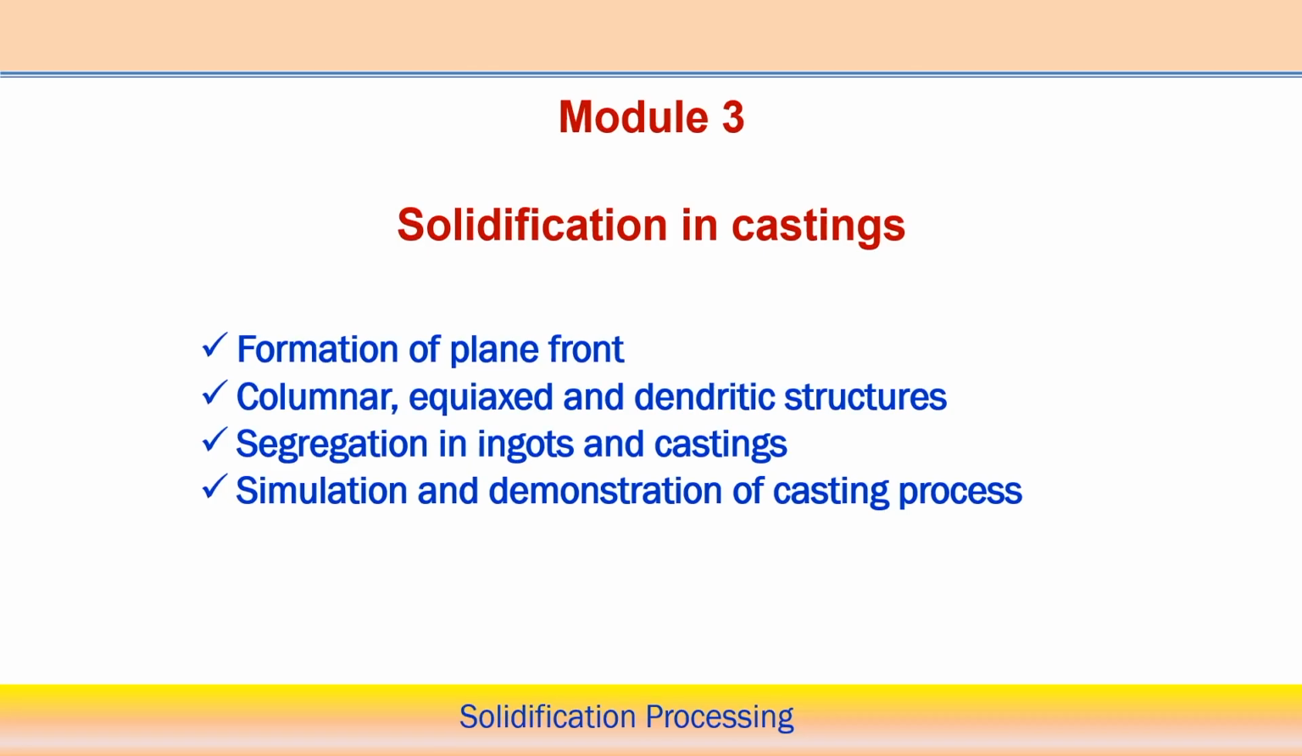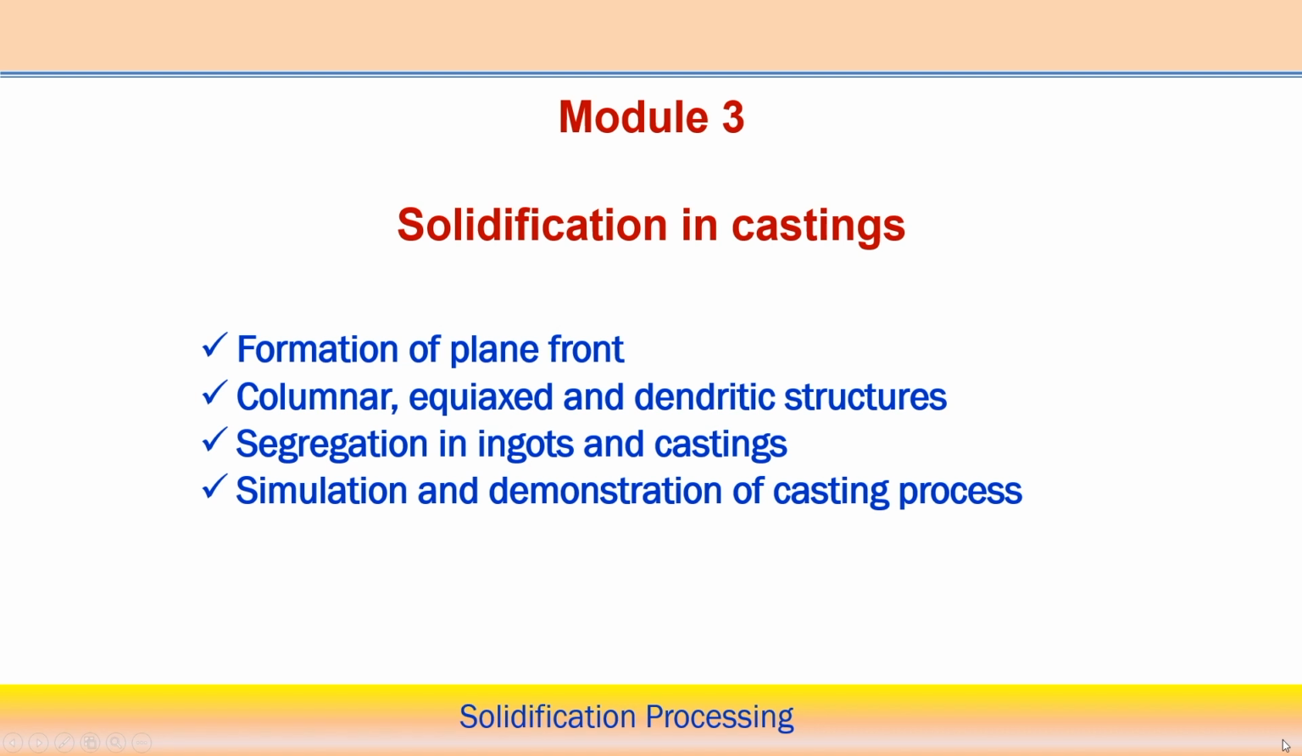So, this particular module will try to cover the formation of the planar front, then the different columnar, equiaxed and dendritic structures that form, and what the conditions can be in terms of the solidification parameters such that the planar front exists or some kind of instabilities persist during solidification. That we will try to explain in this module, and finally we will look at segregation in ingots and casting processes, and some demonstration of the casting process in terms of the solidification behavior.